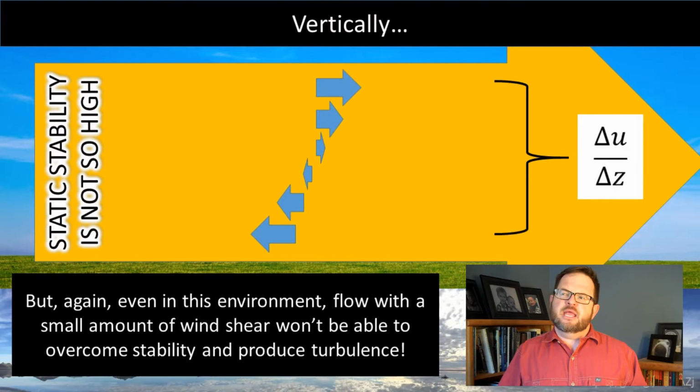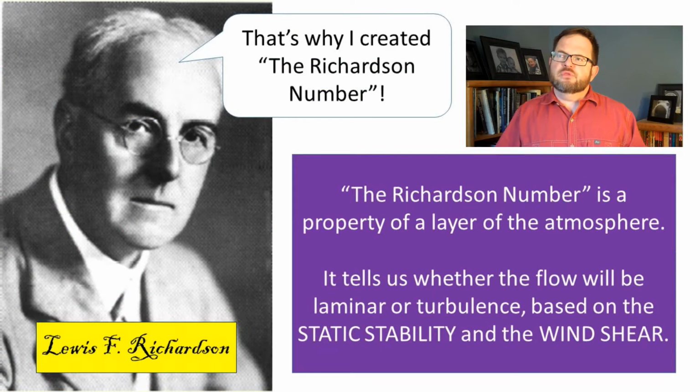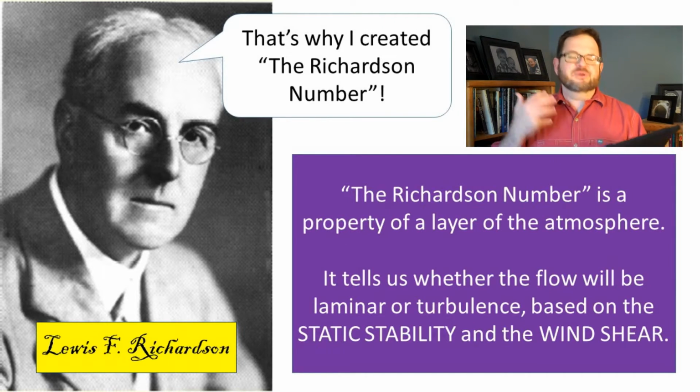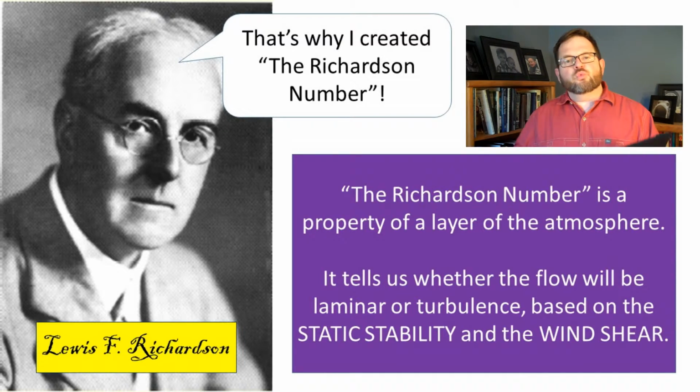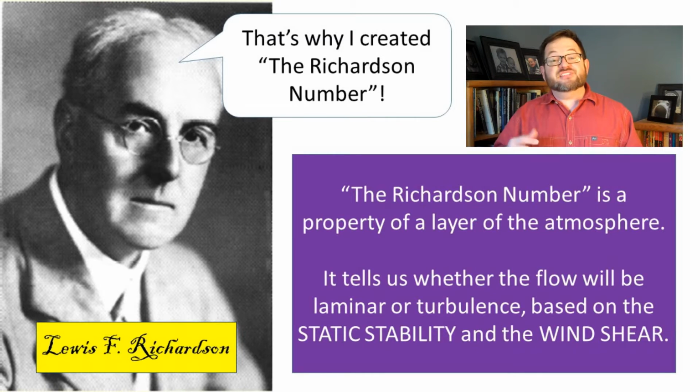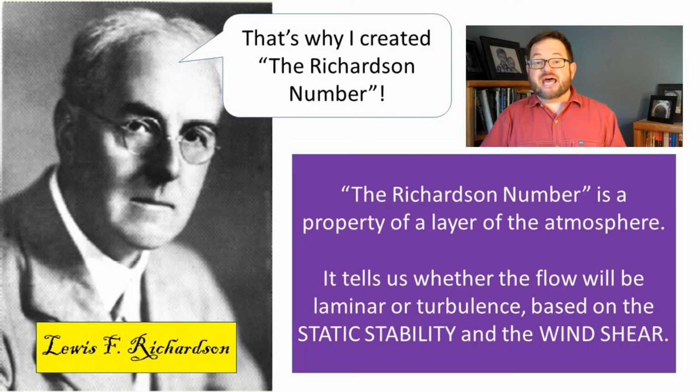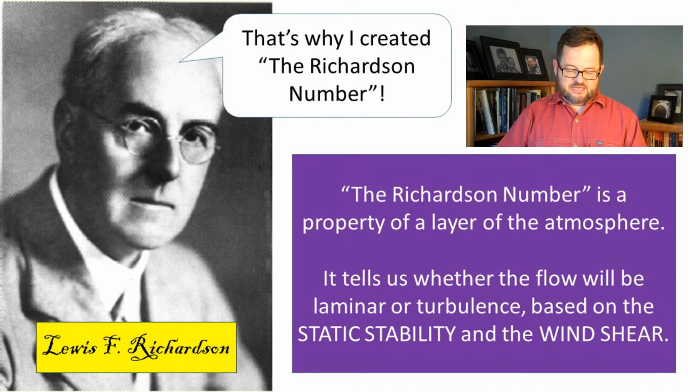And Lewis Fry Richardson, he wasn't just a poet and a painter. He also came up with something called the Richardson Number. I suspect he didn't call it the Richardson Number, but that's what we call it after he's been gone. The Richardson Number is a property of the atmosphere that's going to be telling us something about whether we're going to get turbulence or not, based on a combination of how statically stable the atmosphere is, and how much wind shear is in that layer of the atmosphere. But it's going to be able to tell us that based on a single number called the Richardson Number.